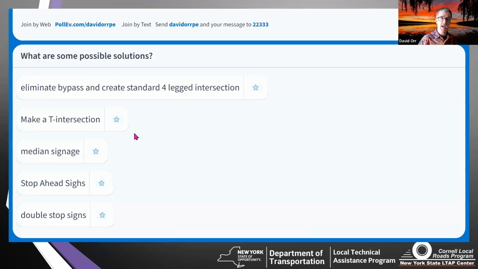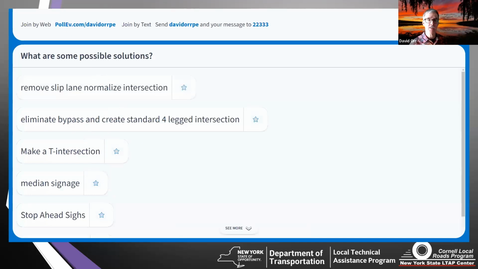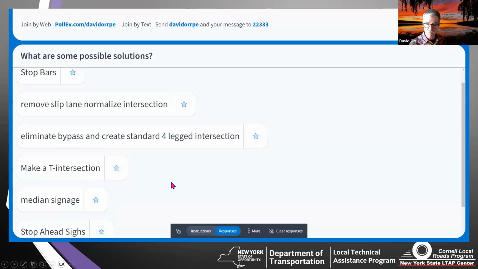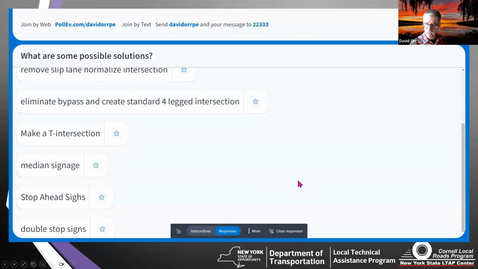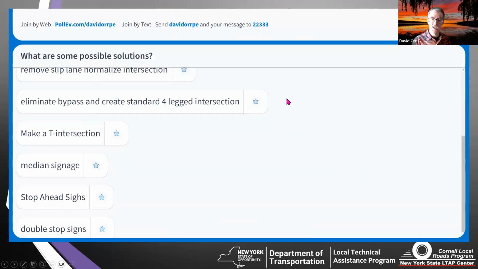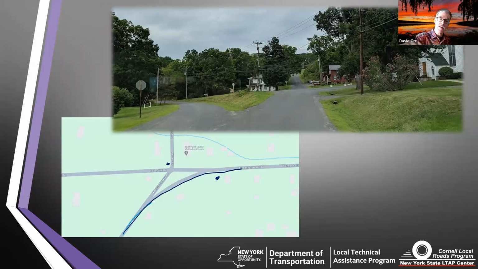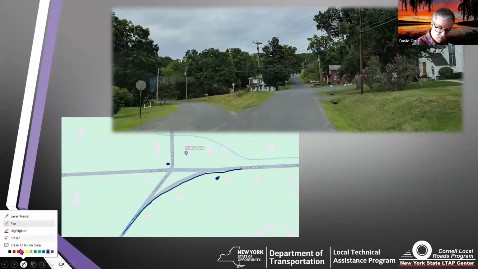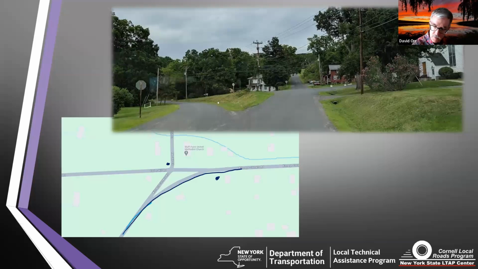Okay, some double stop signs, maybe some stop ahead signs, some median signage. Yep, make it a T intersection. Okay, that's not a bad idea. I like that idea. The challenge, of course, with making it a T intersection is, if you go back to the picture, you can see there's an elevation change where you'd have to bring the vehicles down. You'd have to bring that grade down. What kind of grade can you get away with there?